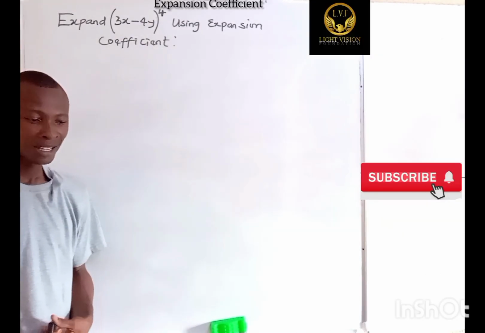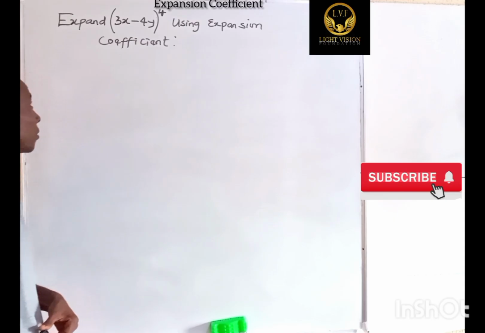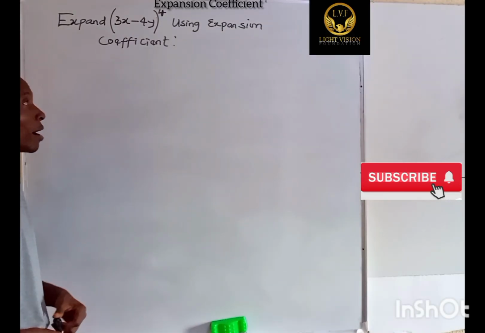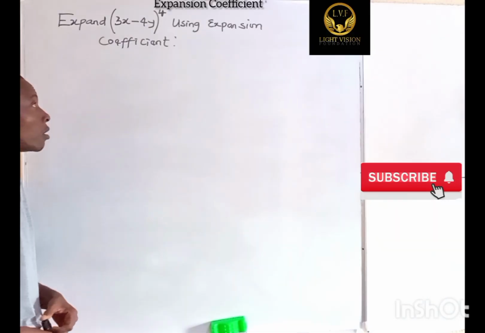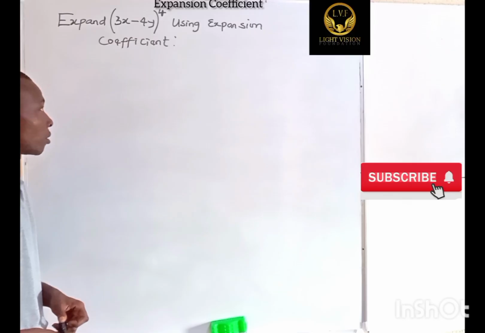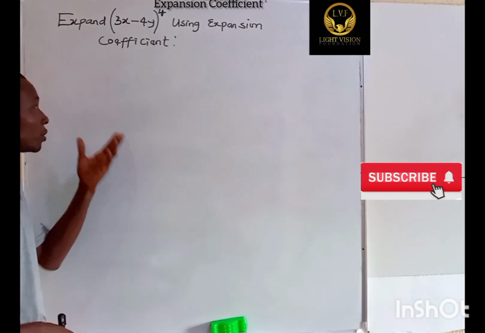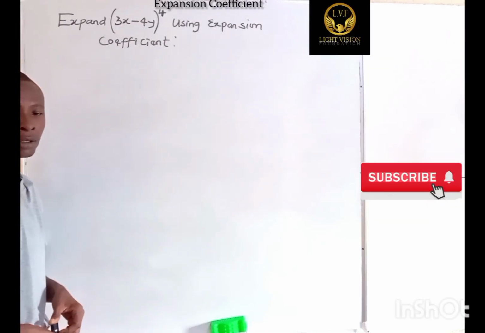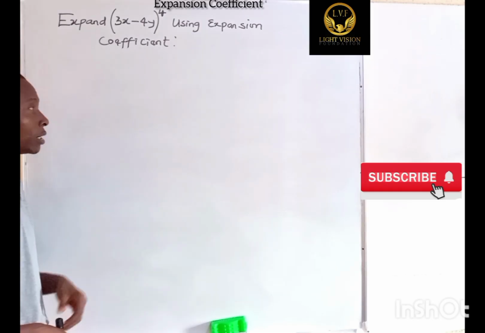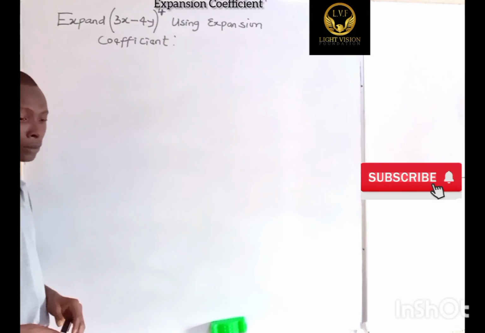Alright, welcome back. Here we have: expand (3x − 4y)^4 using expansion coefficients. Now all we need to do here is to extract the coefficients of the power of 4. Then we use them in the expansion.